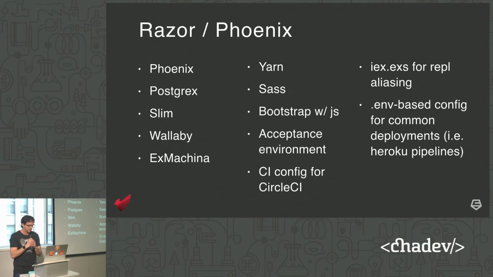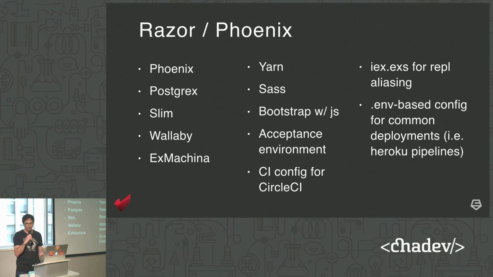What's in the box? So this is the skeleton, and what you get is Phoenix, obviously. You get Postgres, which is your Postgres driver. Slim, which is a significant white space templating engine like Jade, or you can use Slim in Rails. Wallaby, written by my buddy Keith Lee, is an integration testing framework. It's kind of like Capybara, but faster and super cool. Ex Machina is like Factory Girl. If you use that, it helps you spin up your data and your tests.